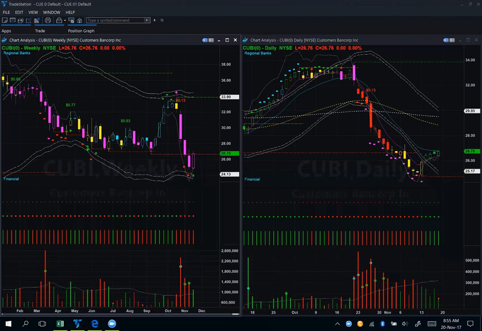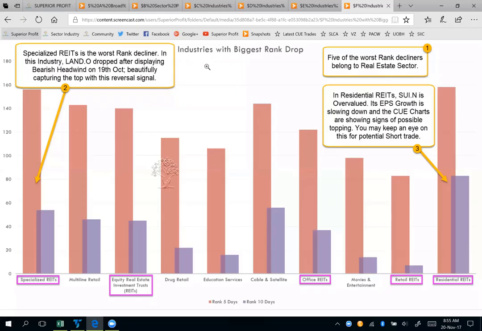The other possibility could be if CUBI comes all the way to the watermark support level and reverses from there. That will give us a sideways market box long trade opportunity. Right now, we would not like to take any long trade in CUBI. The last thing we look at is the industries with the biggest rank drop.